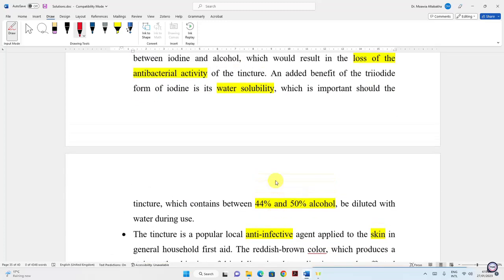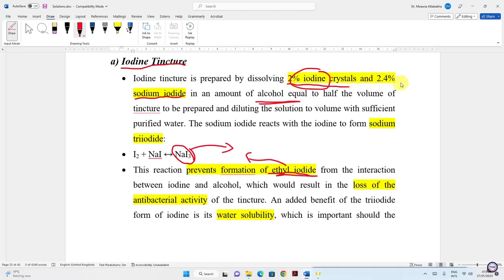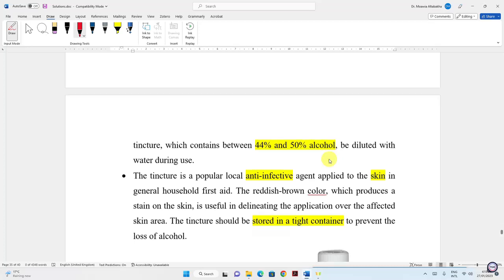So what you do, you take 2% iodine and 2.4% sodium iodide, and you put them in half the volume of the tincture. Let's say the tincture is 100 ml. You put them in 50 ml of alcohol, and then you dilute the rest with water, and you will get something between 44 to 50% alcohol.